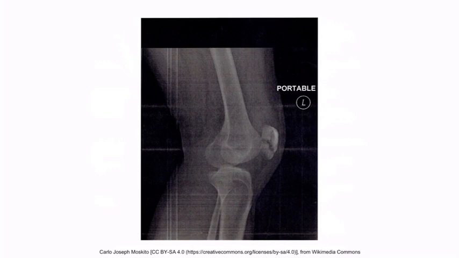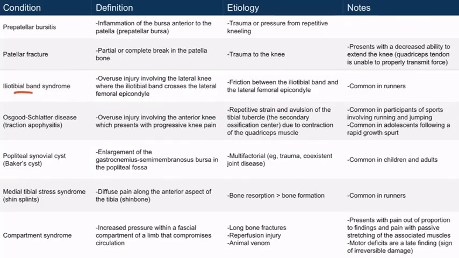This is a lateral x-ray of the knee. Notice the obvious patellar fracture right here. Iliotibial band syndrome is an overuse injury involving the lateral knee where the iliotibial or IT band crosses the lateral femoral epicondyle. I'll show you an image of this in a second. It occurs due to friction between the IT band and the lateral femoral epicondyle, and it's common in runners.